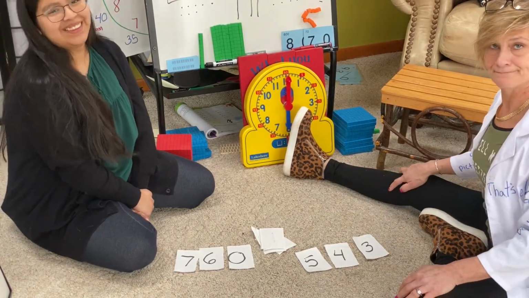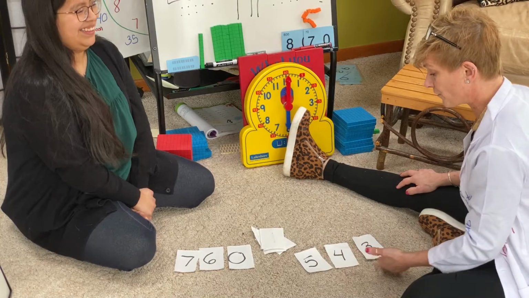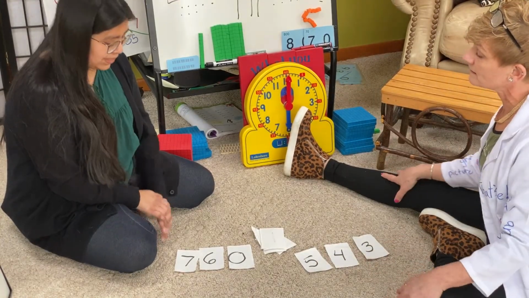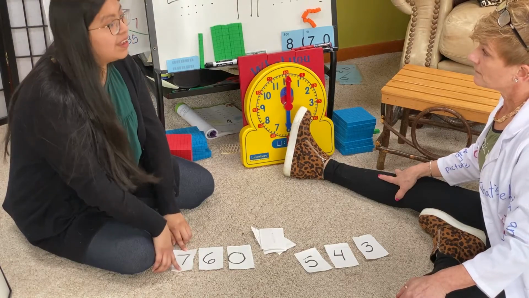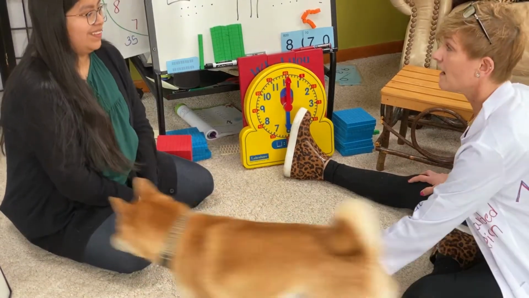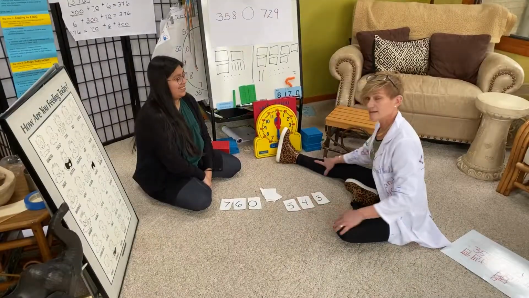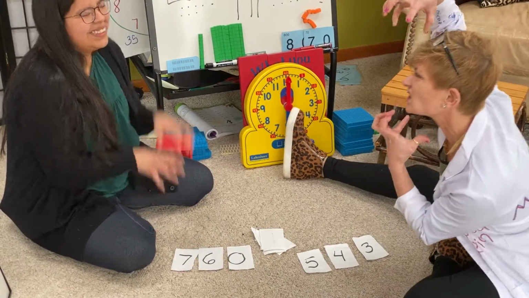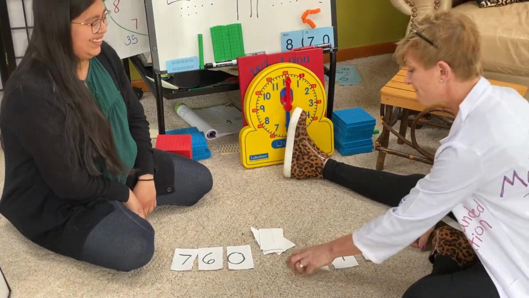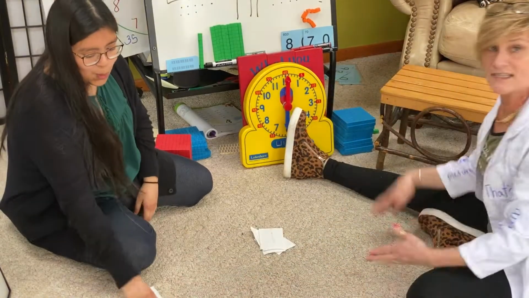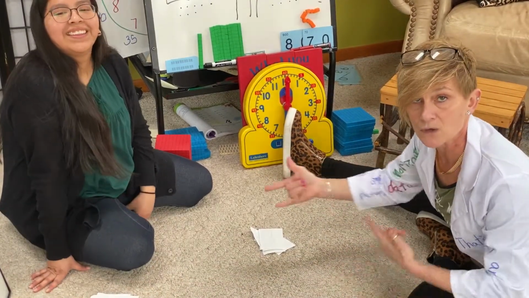Lily, what's your number? 760. Mine is 543. Lily, how do you know that you won? Because the 7 is in the hundreds place, and that's bigger than your number 5 that's in the hundreds place. She's right. What a little math monster. Thank you. All right, friends, that means I give her all of my cards. She keeps hers. And the game goes on.